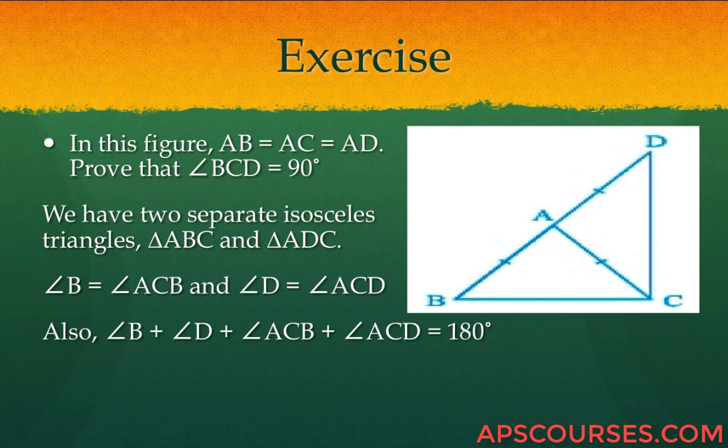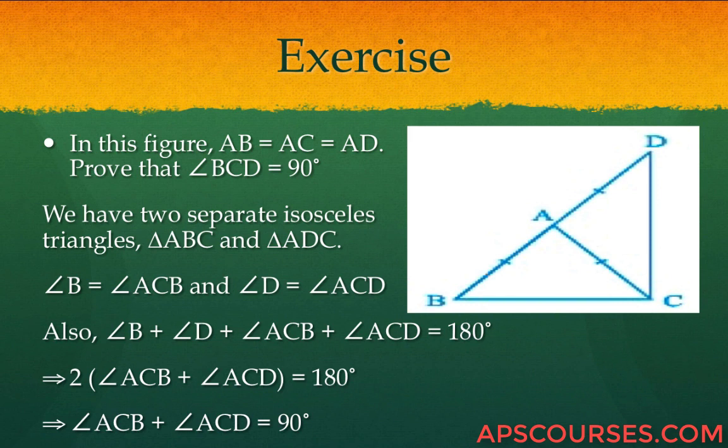Also, angle B plus angle D plus the entire angle C is equal to 180 degrees. And hence, 2 times the entire angle C is equal to 180 degrees. Therefore, angle BCD would be equal to 90 degrees.